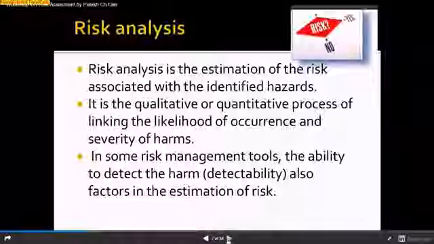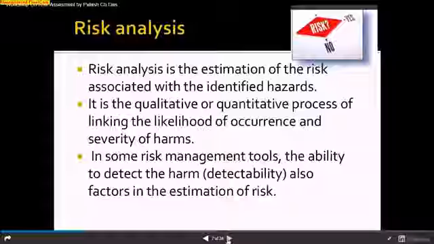In risk analysis, we need to correlate the likelihood, that is the probability and probable reasons, and the severity of the harm, how severe it is. Two terminologies are required for analysis of risks. One is severity, how severe, whether your patient is impacted or not. And the likelihood, how many times: once in a year, once in a month, once in a week, once in a day. Then the risk management tool has its own ability to detect the harm, that is called detectability, and it is also a factor in the estimation of the risks.